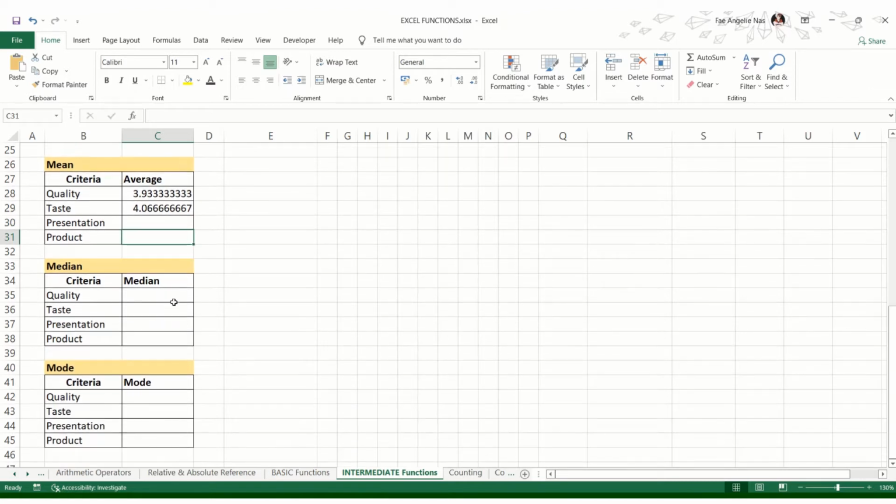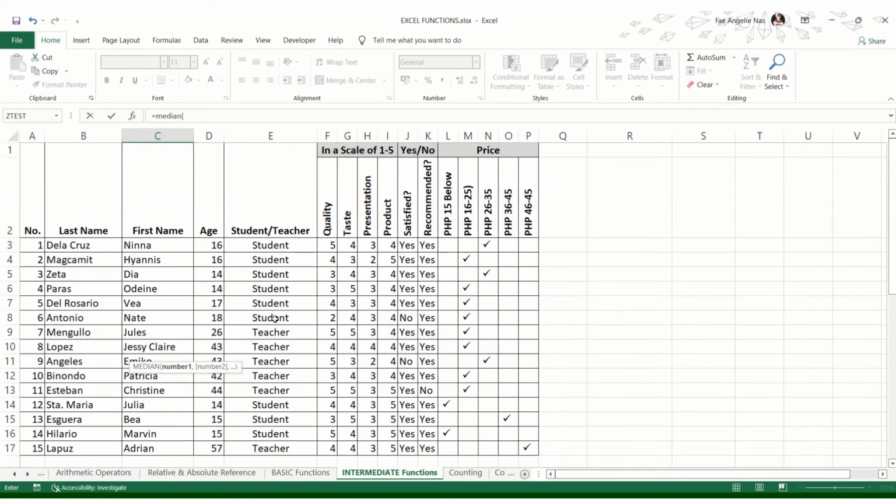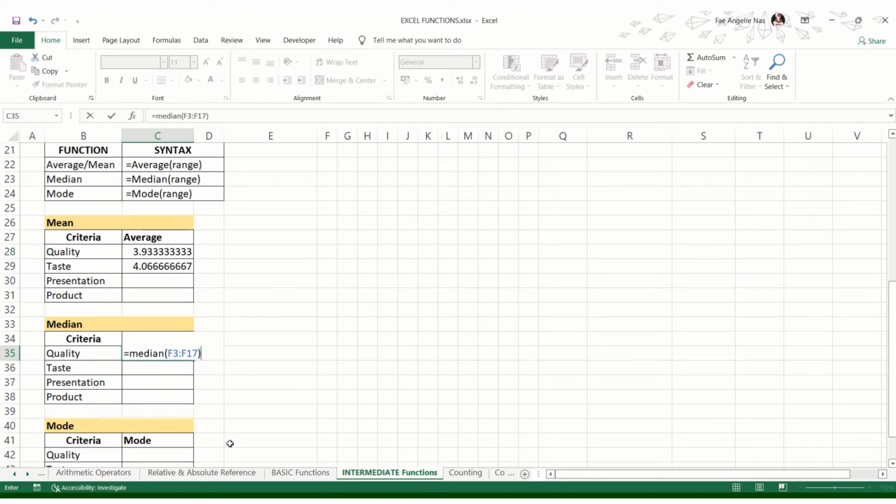you can use this as your practice problems. For the median, suppose you would like to know the middlemost value that could represent your data. You can just type equal sign and then median, and then open parentheses, and then select the range of cells. For example, for quality, select the range of cells, F3 to F17, and then close parenthesis, and then press enter. That will give you the middlemost value, which is 4. And do the same to the rest.